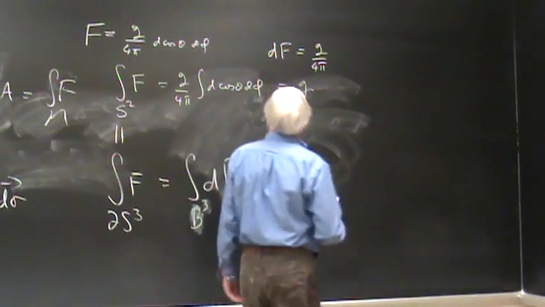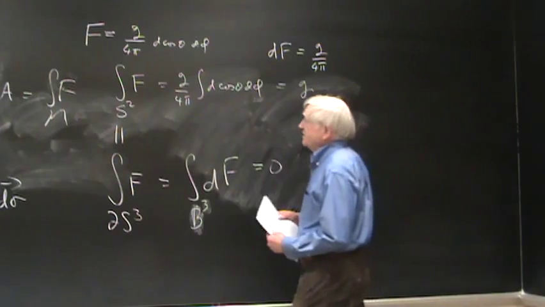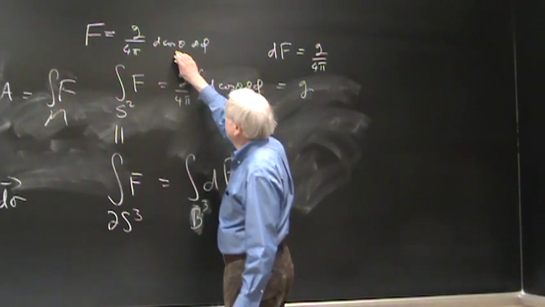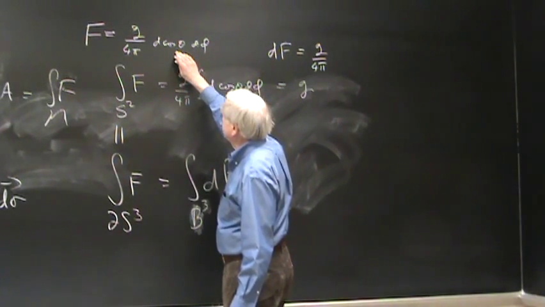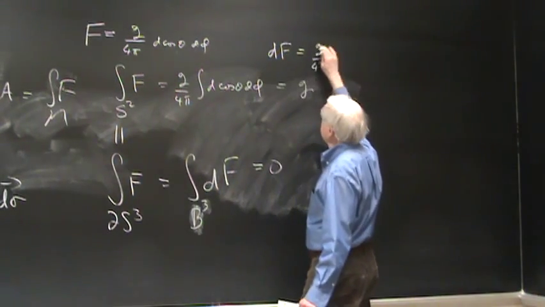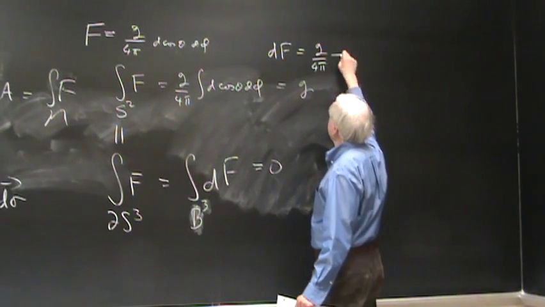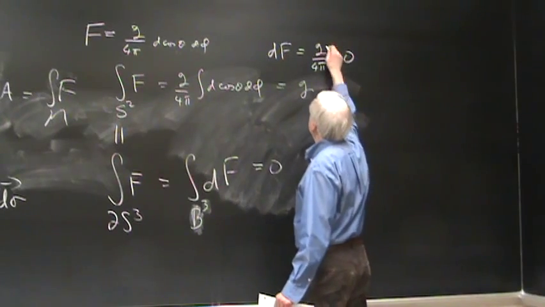Okay, so something funny is happening here. This is a two form that seems to give us just the right thing, but in fact, dF is 0.